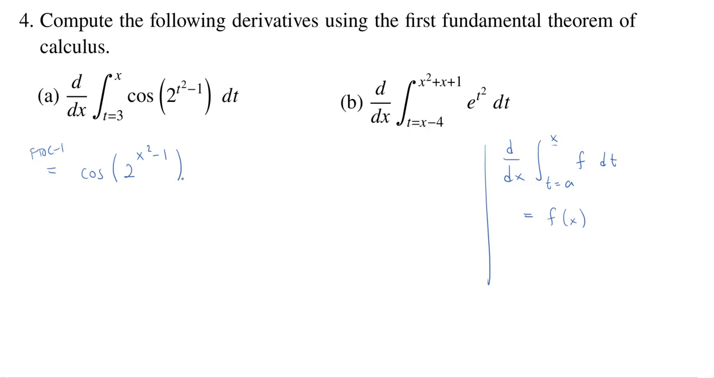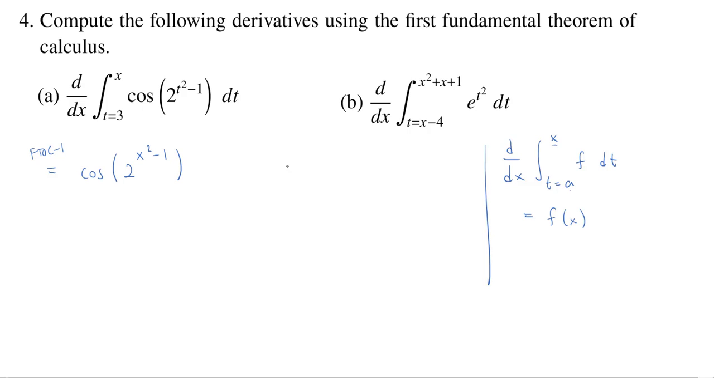All right, now let's look at B. B is going to be a little bit trickier because the bounds are no longer a constant up to a variable. Instead, now it's a variable to a variable. But the way we're going to solve this, as we often do in math, is by reducing it to a problem we already know how to solve. We want to reduce it to the situation where you have a constant up to a variable.